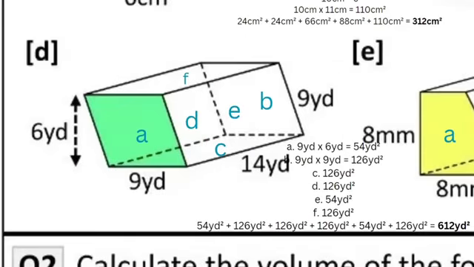Next, I'll be talking about D. Question C and D are alike. They also have A, B, C, D, E, F. So to calculate A, we have to take 9 yd times 6 yd equals 54 yd squared. And to calculate B, we have to take 9 yd times 14 yd equals 126 yd squared. B, C, D, F are also 126 yd squared, and A and E are also 54 yd squared. And we add it all up together, and it will be 612 yd squared.